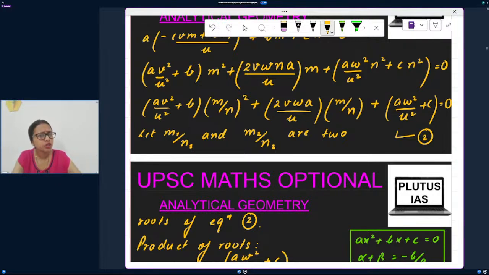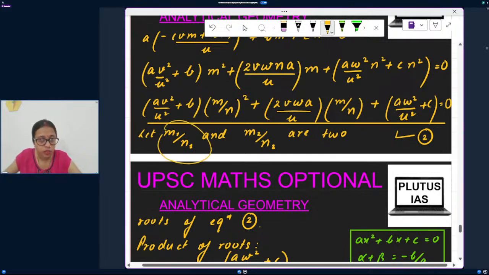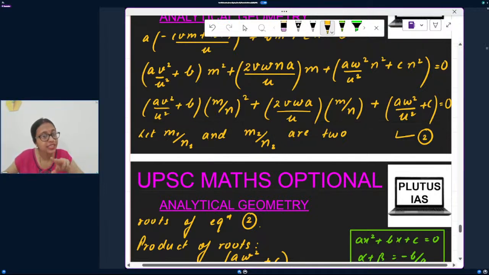So l, m, n are direction cosines, not direction ratios. Two parallel lines have the same direction cosines. They may have different direction ratios, which are proportional to each other, but the direction cosines of two parallel lines are exactly the same. So in that situation, what will be the roots of this equation? What are the possible values of m1 by n1 and m2 by n2? They are exactly the same, not proportionate, because they are direction cosines. So I'm talking about a situation in which this equation is giving me equal roots.